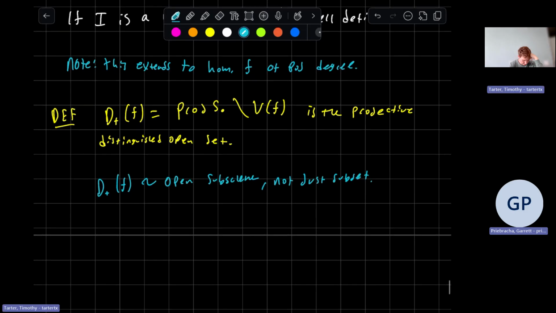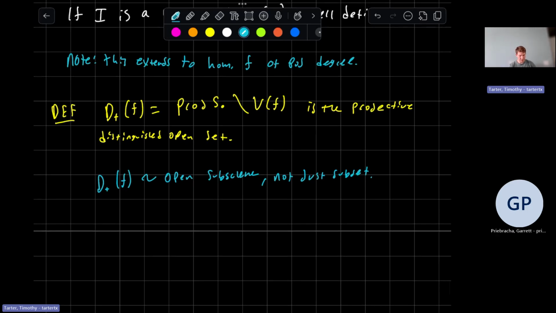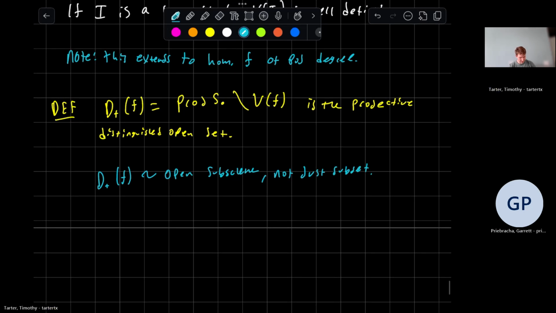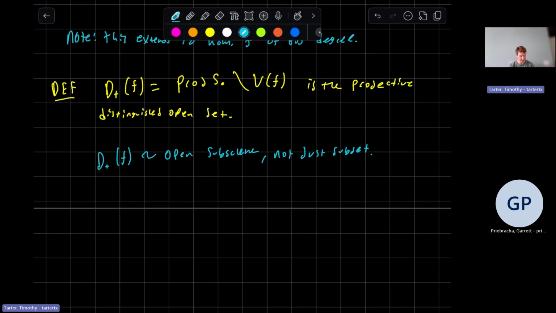And then yeah, although this makes sense for degree 0 polynomials, we deliberately allow only positive degree polynomials. For example, if we want the distinguished open sets to form an affine cover, and if F has degree 0, then basically the distinguished open set needn't be affine. Okay.